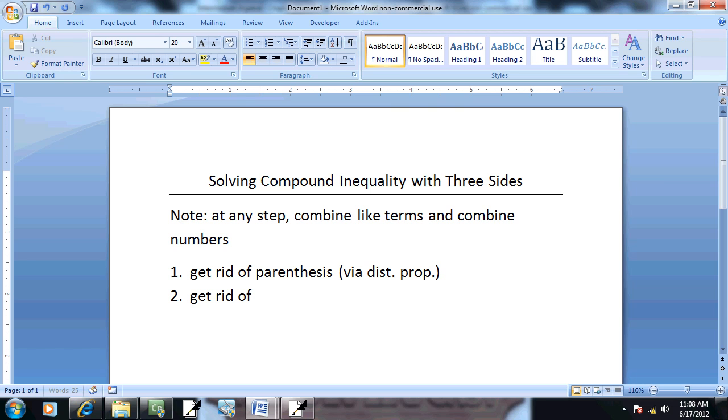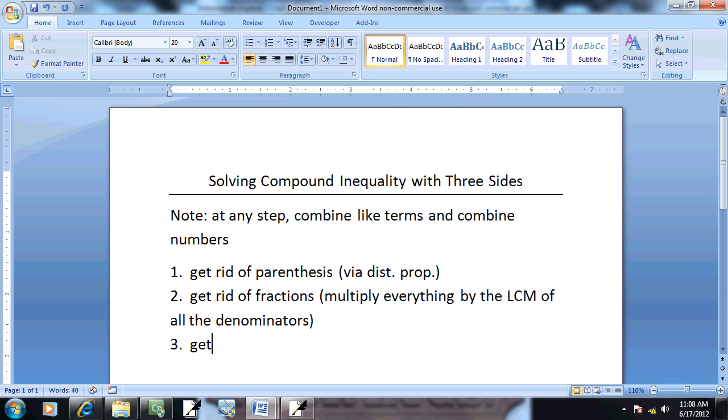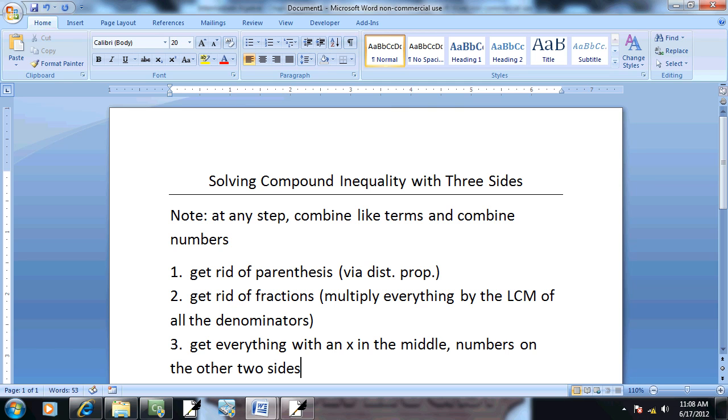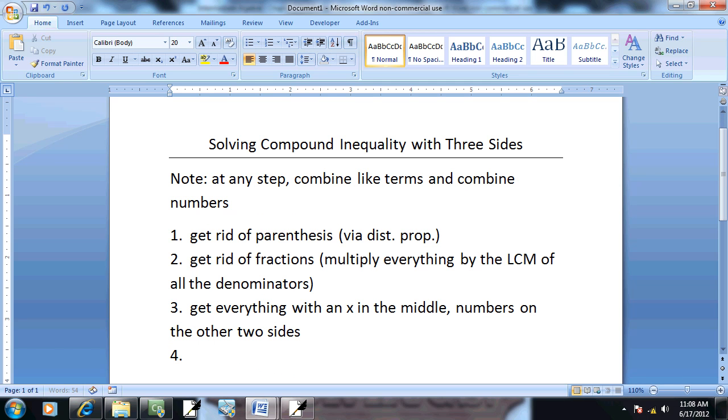Second step is get rid of fractions. Multiply everything by the LCM of all the denominators. Get everything with an x in the middle. Numbers on the other two sides. And last step, divide everything by the number in front of the x.